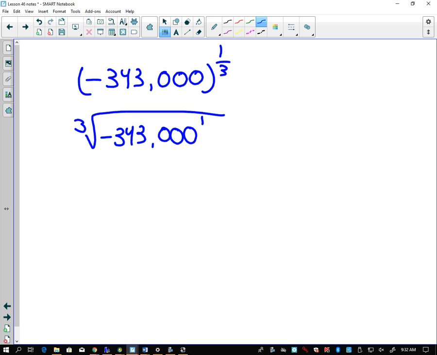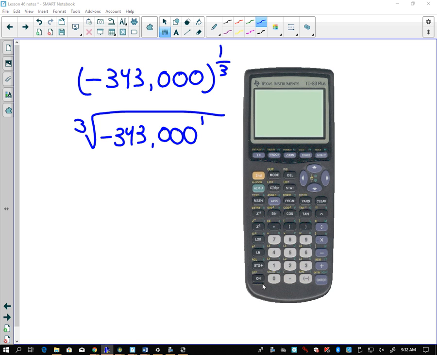Can we plug this in our calculator? How? I mean, we know how to find a square root in our calculator, but how do we find a cube root in our calculator? All right, well, let's see. Actually, I don't even have to do that with cube roots. If I hit math, I can go down here, and it's got on number 4 a cube root.